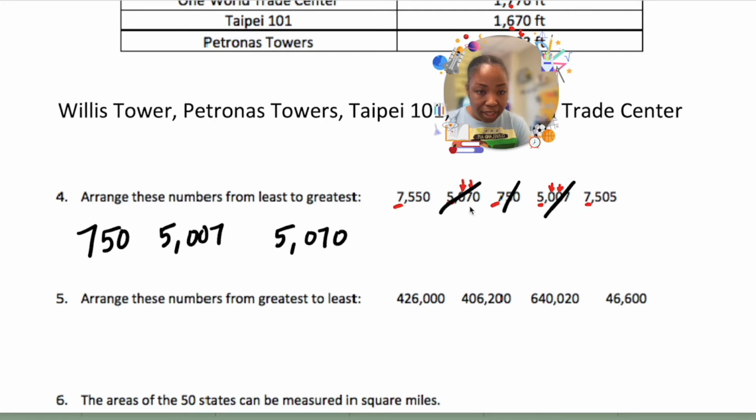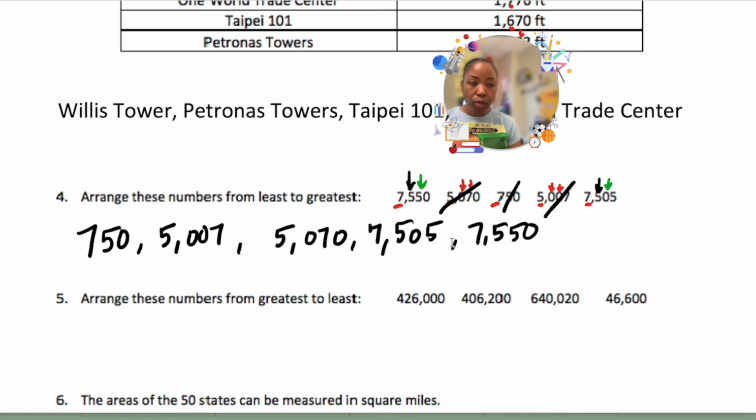Now we can look at these two 7,000s, right? In the hundreds place, the 5 is the same. So let's look at the tens place. We have 5 tens and 0 tens. 0 is smaller than 5, so that would be 7,505, and then 7,550.